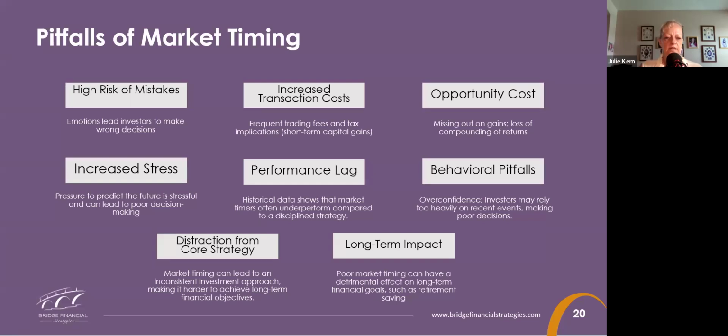There's a performance lag, and this is the thing that's really hard to get your brain around: the market is very efficient, and anything that's already known is already priced into the market. But that also includes the hopes and fears of investors, because they've already been buying and selling based on what they think is going to happen. So those hopes or fears are already baked into the pricing.